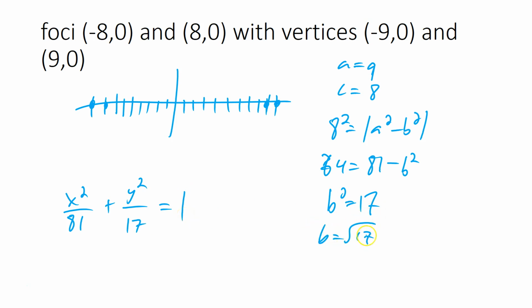That's really close to 4, right? Because 4 squared is 16. So we go close to 1, 2, 3, 4, go up to 5, but it's going to be really close to 4. 1, 2, 3, 4 down, really close to 4. So we have an ellipse that looks like this.